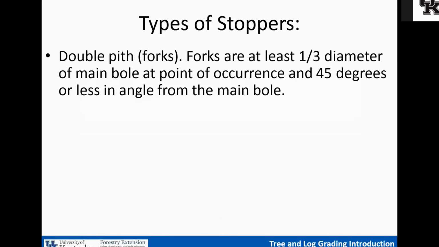You've got double pith, where a tree will fork. A fork that is at least a third of the diameter of the main bole at that point of occurrence, and is 45 degrees or less in angle from that main bole, is an immediate stopper.